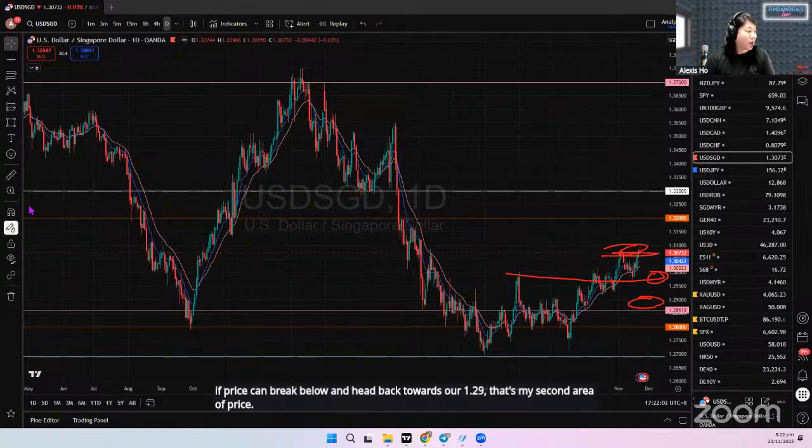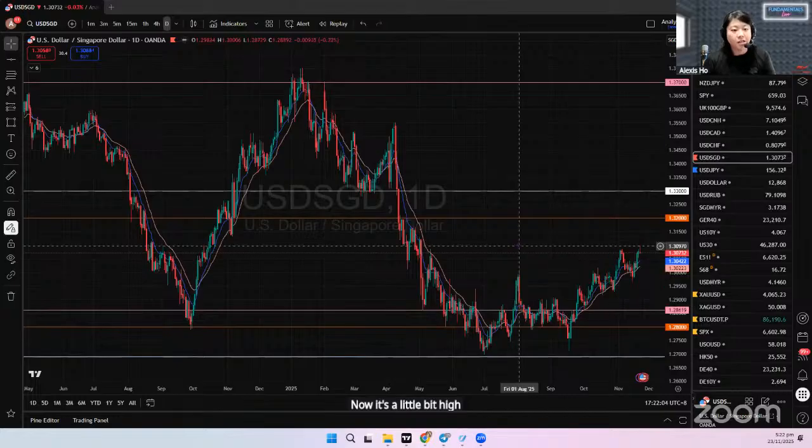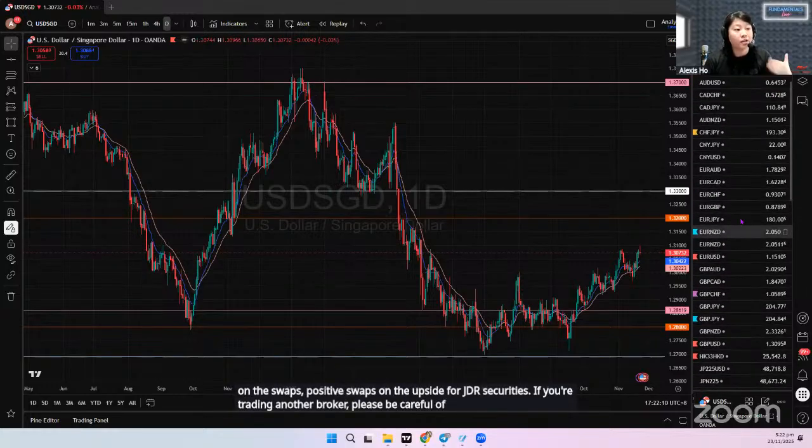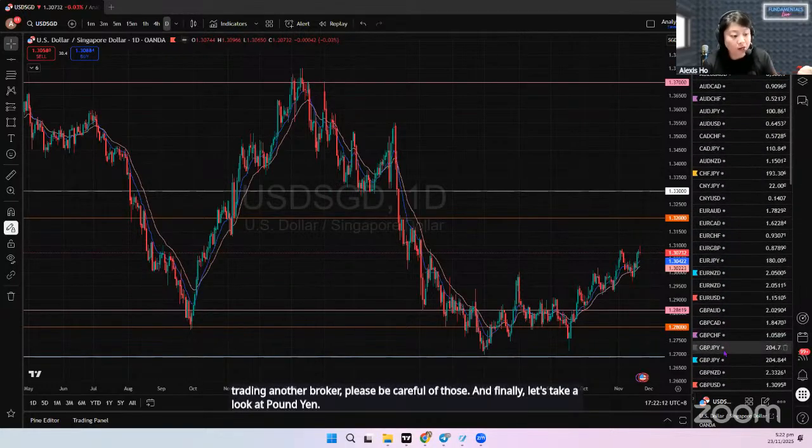Now it's a little bit high, and if you're trading the dollar Sing, keep an eye on the swaps. Positive swaps on the upside for JDR securities. If you're trading another broker, please be careful of those. And finally, let's take a look at pound yen. Also what Lloyd has mentioned.